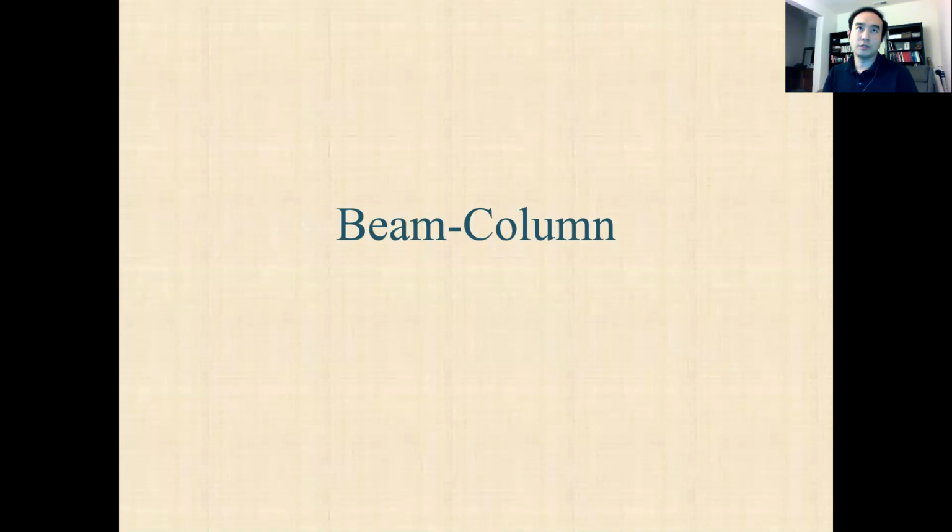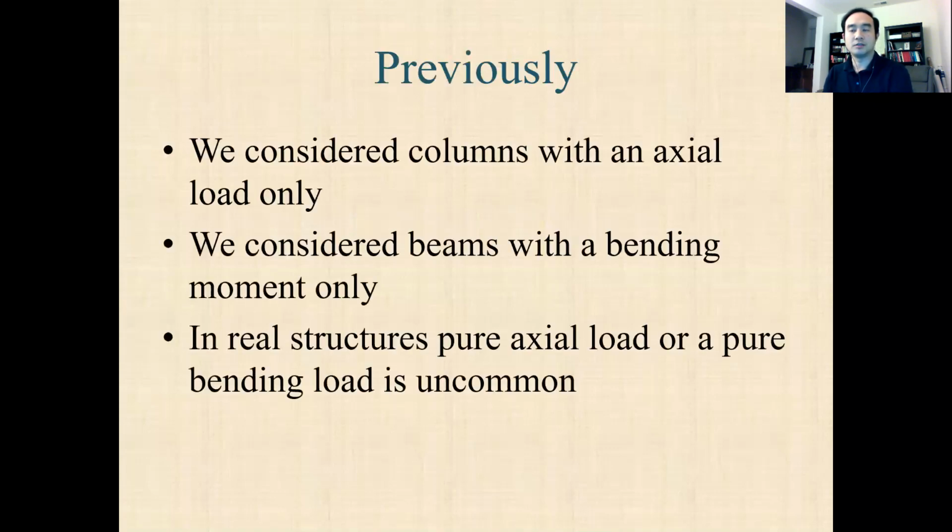We call this a beam column because it works as a beam and also as a column at the same time. In the previous chapters, we talked about the columns, and also covered the analysis and design of the beams. We only considered the columns with axial load only, right? We never talked about the combined loading between axial load and the moment. In the beam sections, we only considered the beam bending based on the moment only, right?